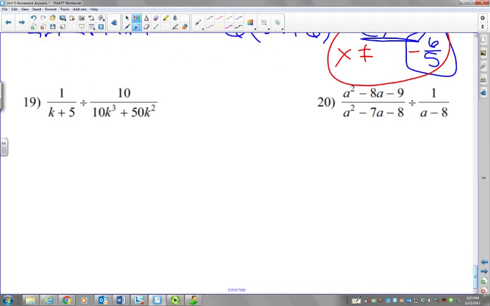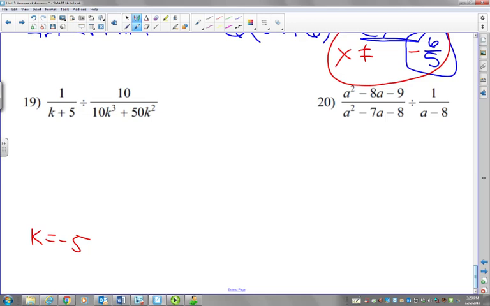All right, so remember to first do the exclusion. The exclusion is going to be looking at the bottom and making sure it doesn't equal 0. So if k is negative 5, then negative 5 plus 5 is 0, and 1 over 0, if you're doing it on a calculator, is undefined. So one of the exclusions that we'll list down here is that k cannot equal negative 5. What else can k not equal?